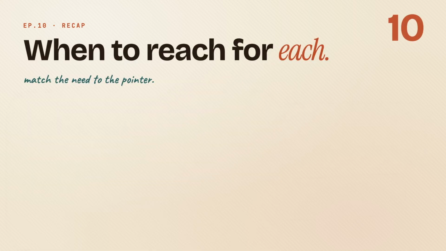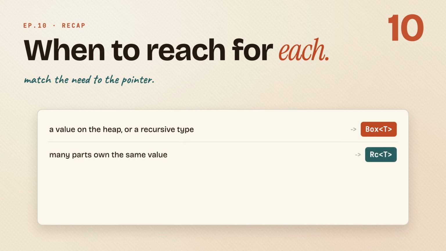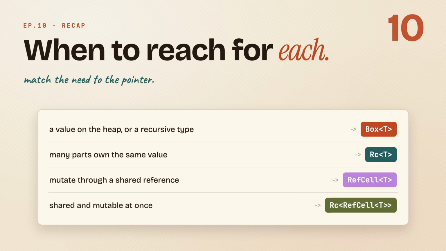Here's the whole chapter in one part. Match the need to the pointer. A value on the heap or a recursive type, reach for Box. Many parts need to own the same value, then reach for Rc. You need to mutate through a shared reference, then reach for RefCell. And when you need both at once, combine them. This is the toolkit. Well, that's mostly it.